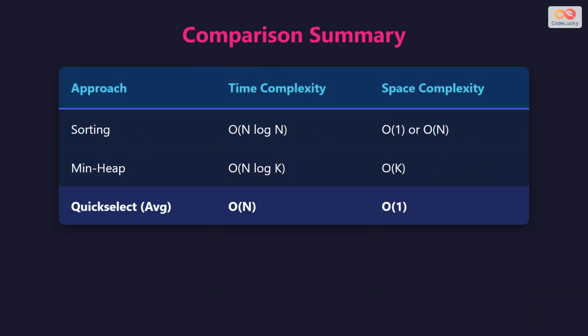Let's compare the three approaches. Sorting is easy but slower at O(n log n), and the min-heap is faster at O(n log k). Quickselect is usually the best choice with O(n) average time complexity, assuming you don't hit the worst-case scenario.